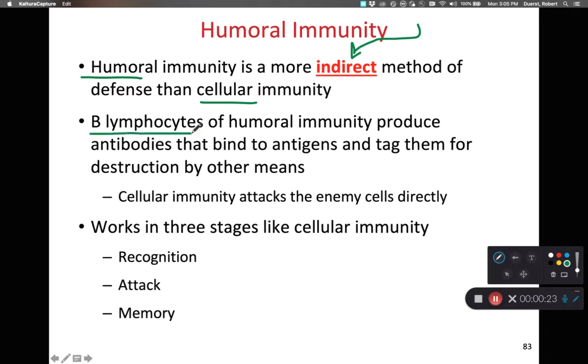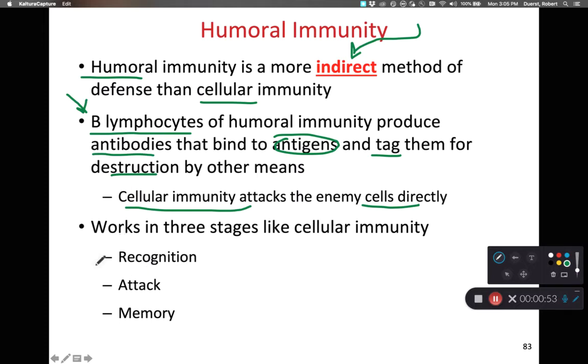So when B lymphocytes are stimulated, and these B lymphocytes are a key component of humoral immunity, they will be stimulated to make the antibodies that bind to the antigens and tag those antigens and their associated pathogens for destruction. So cellular immunity can attack the enemy cells directly, whereas humoral immunity focuses on covering enemy cells with antibodies, and then antibody-covered cells are more likely to be destroyed.